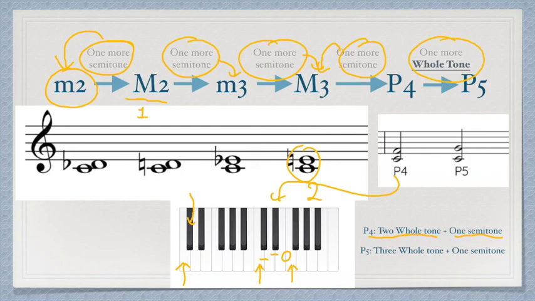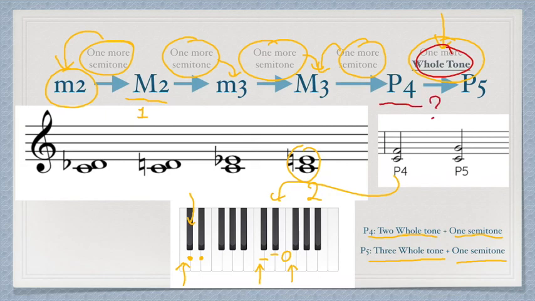So a perfect fifth contains three whole tones plus one semitone. You may want to ask: what is the interval between the perfect fourth and the perfect fifth? Because a perfect fifth contains one more semitone than a perfect fourth, there should be one more interval that contains just one more semitone than the perfect fourth.